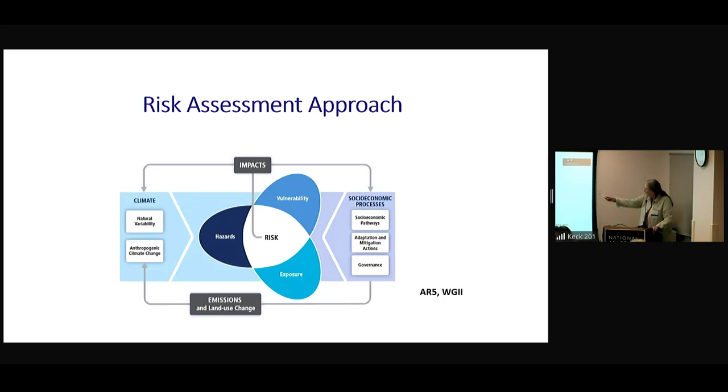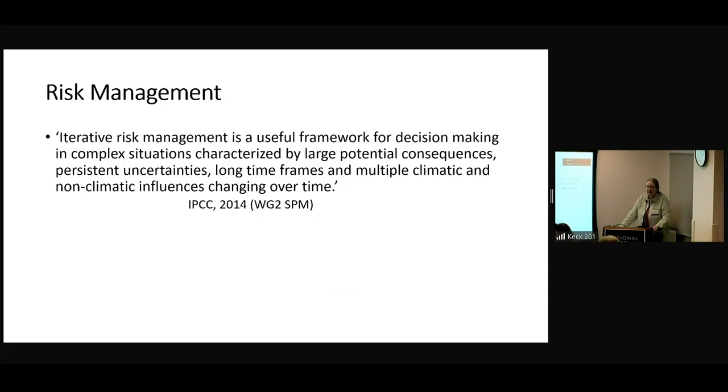And so risk in this context is seen as composed of the hazards, vulnerability, and exposure to the hazards. Next. So risk management, iterative risk management, is a useful framework for decision-making in complex situations characterized by large potential consequences, persistent uncertainties, long timeframes, and multiple climatic and non-climatic influences changing over time. And this is again from the 2014 report of Working Group Two.